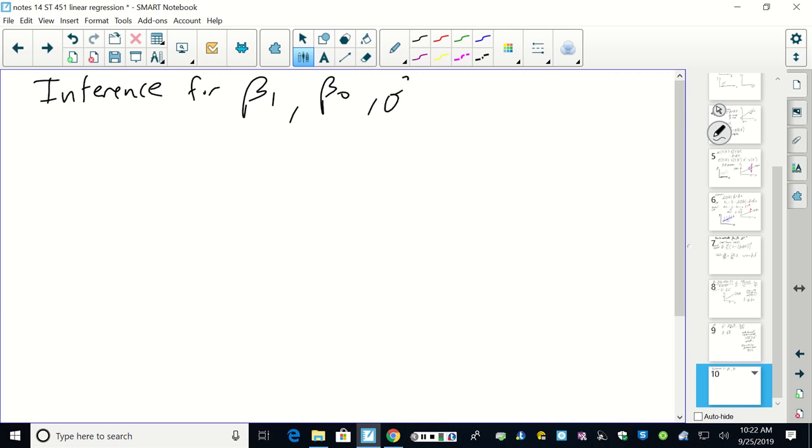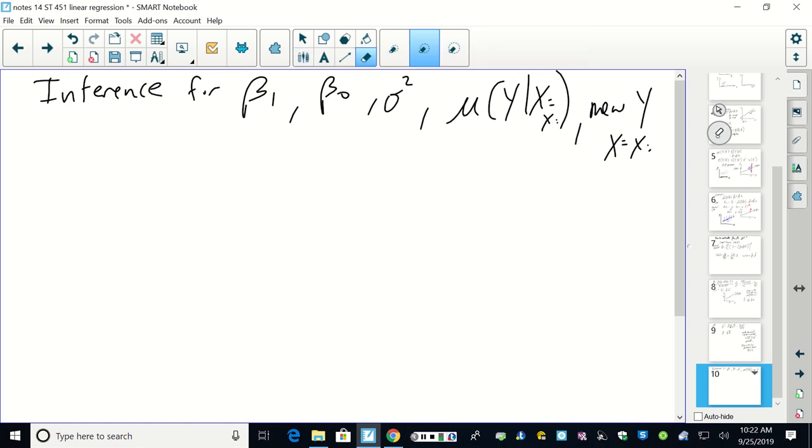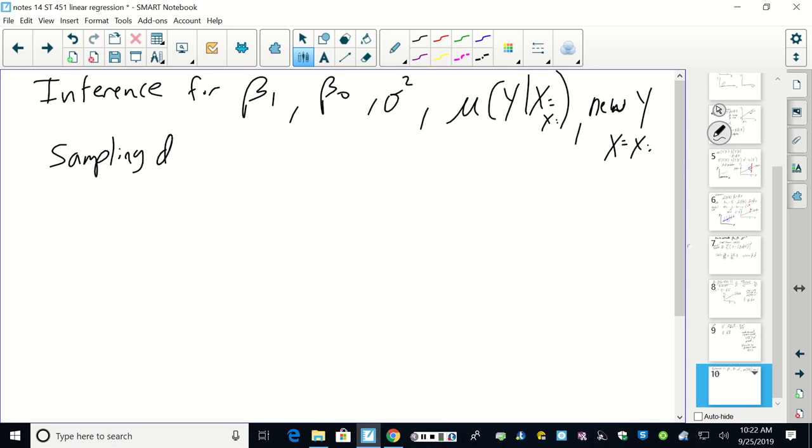We could be interested in sigma squared. We could be interested in the average value of y at a particular value of x. Or we could be interested in a new value of y when x equals x_i. We can be interested in all those things, and under this regression model, we can get formulas for standard errors and then distributions, so we can do testing. To do that, we have to know sampling distributions a bit.